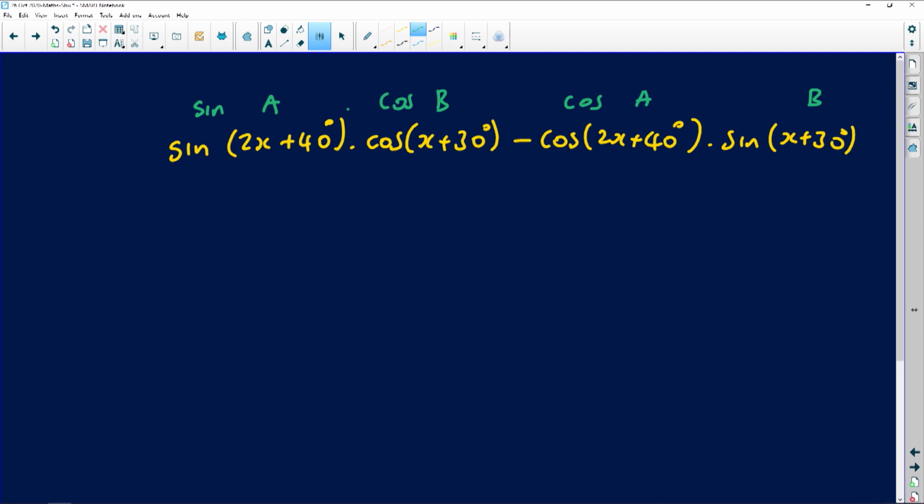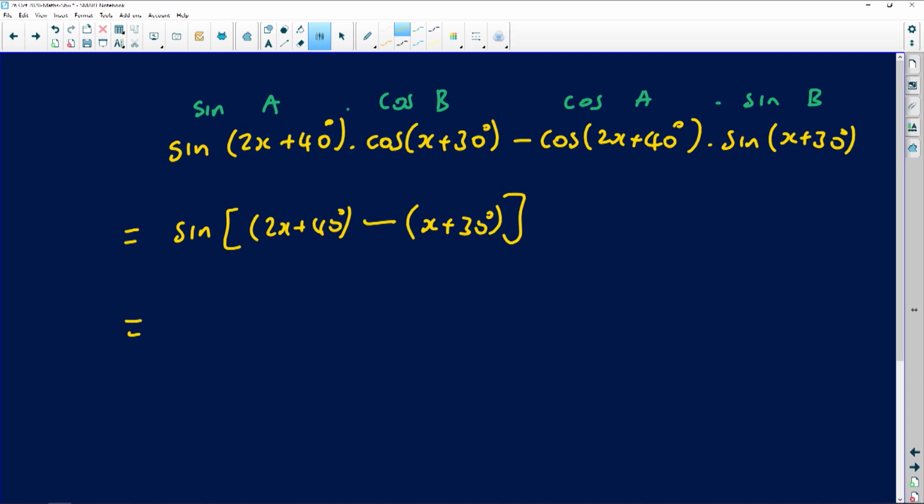So what am I looking at here? I'm looking at sine A cos B minus cos A times sine B. That's the expansion for sine of one angle subtract another angle. So this is the expansion of sine of angle A, which is 2x plus 40, minus angle B, which is x plus 30 degrees. You have to be able to identify these kinds of things.